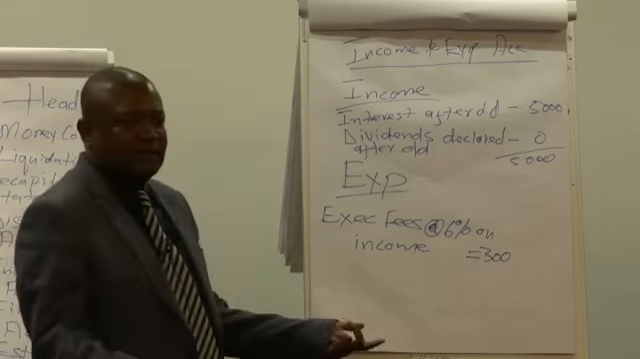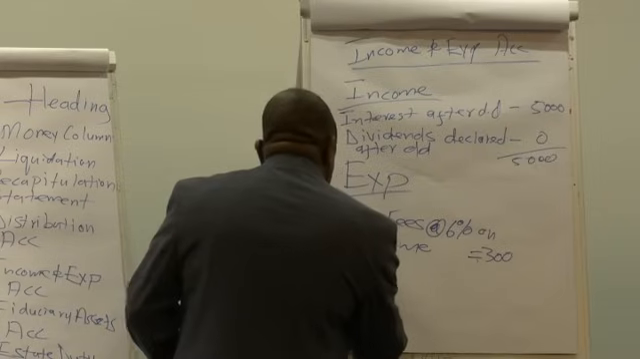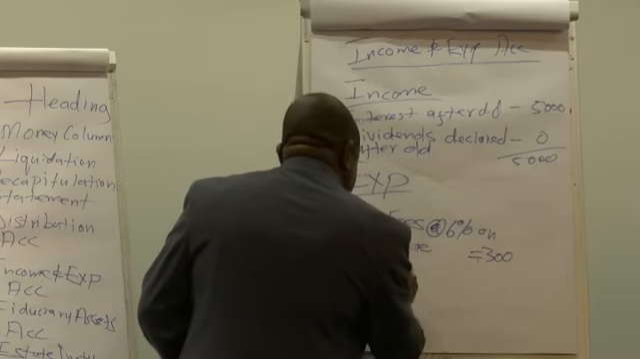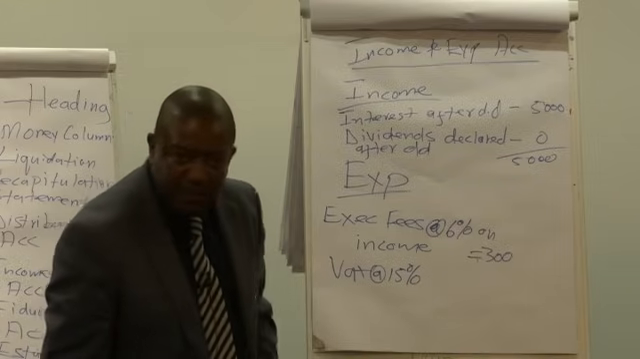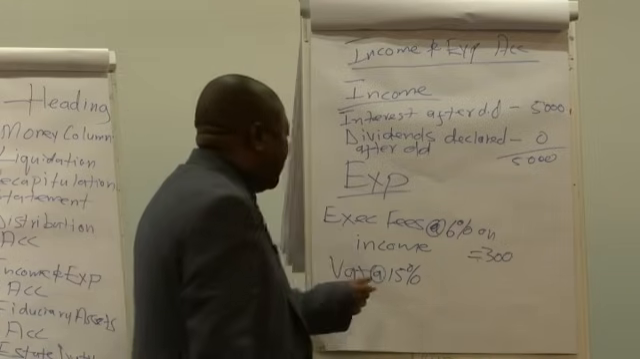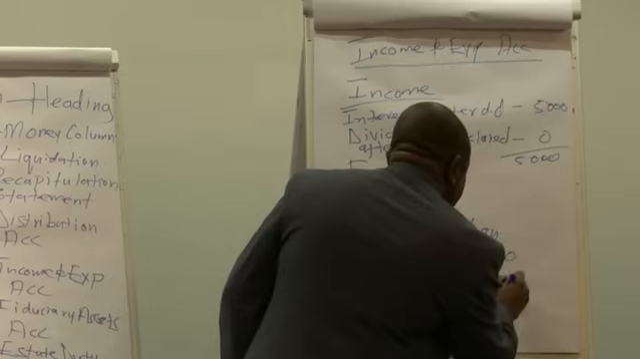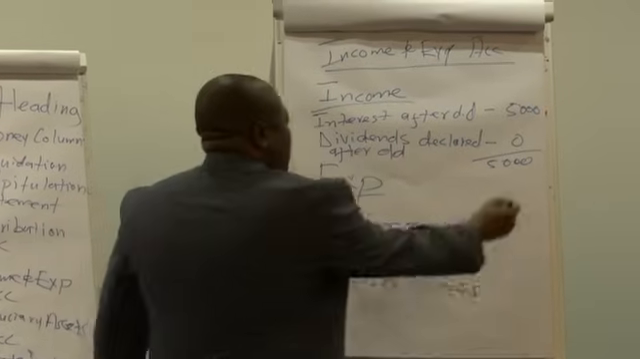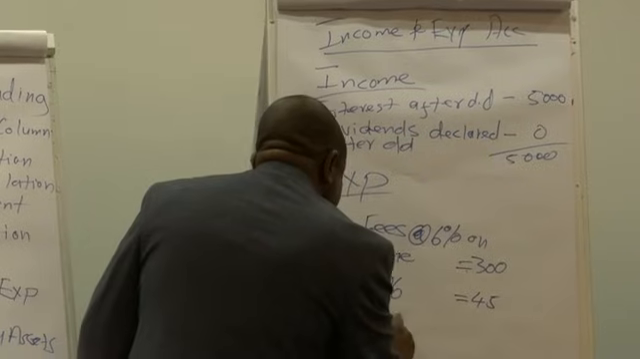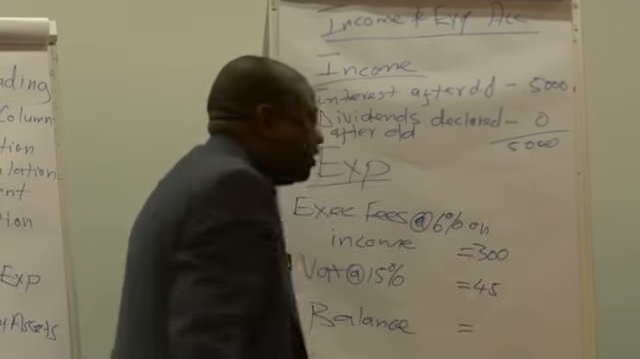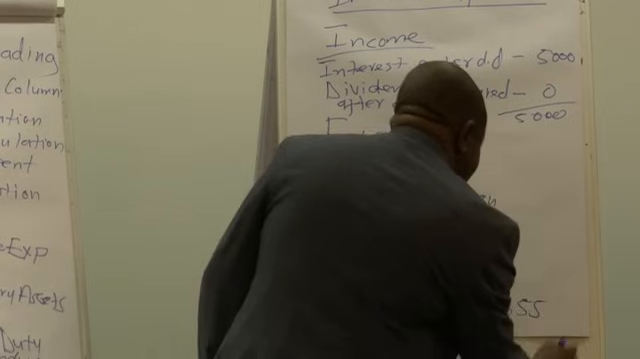Okay, but let's do that for the purpose of our example. Then, let's say the executor is registered for VAT. Therefore, it will be VAT at 15% on the executor's fee. Ne? In other words, VAT 15% on 300, which will be 45. Therefore, 5,000 minus 300 minus 45, then we have the balance, which is how much? 4,655.